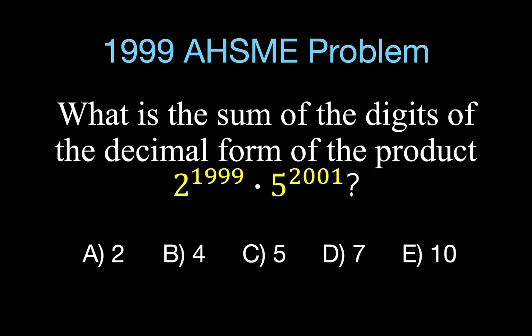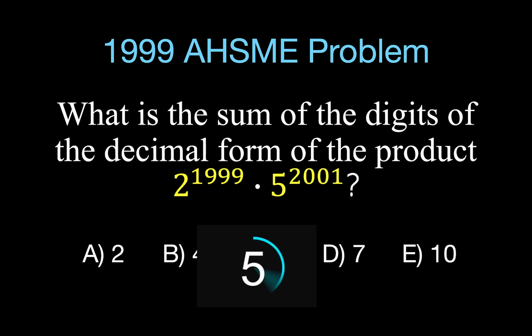This is taken from the 1999 American High School Math Examination, and here's the problem. What is the sum of the digits of the decimal form of the product 2 raised to 1999 times 5 raised to 2001? And the options are A, 2, B, 4, C, 5, D, 7, and E, 10. You can pause the video and solve this problem first.